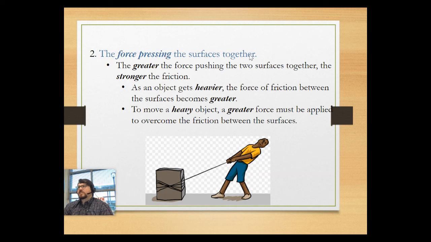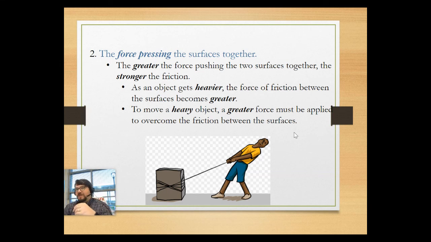The second factor is the force pressing the surfaces together. So like I said, if there's more mass, there's more force pushing down. It's going to produce more friction. So the greater the force pushing the two surfaces together, the stronger the friction. As an object gets heavier, the force of friction between the two surfaces becomes greater. So the heavier it is, the more friction there's going to be. To move a heavy object, you need to apply more force to overcome the friction between those two surfaces.